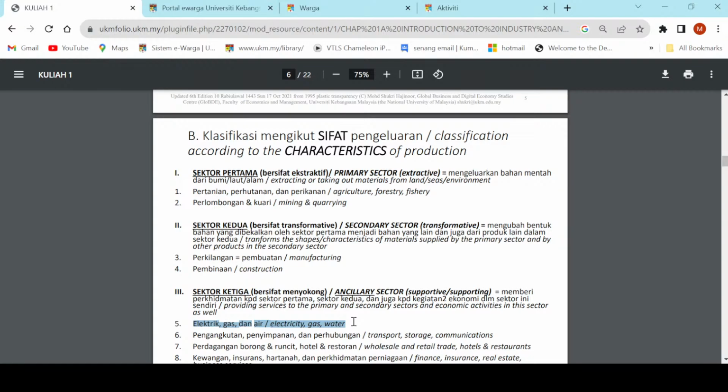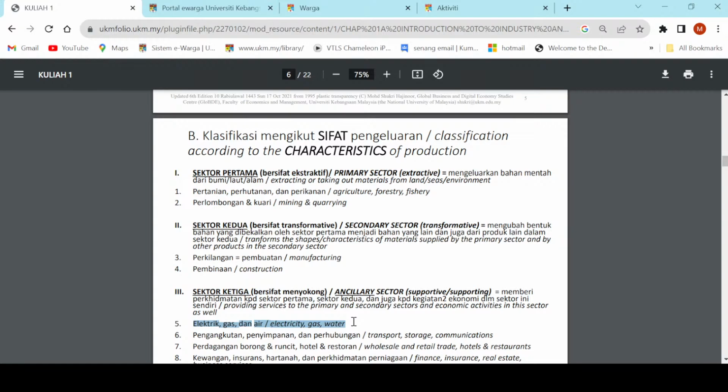This electricity, gas, and water, because with this classification, most of you, perhaps students, were thinking this electricity is service. Yes, electricity is service. You know, without electricity, we cannot have a class today online because no electricity. So yes, electricity is service. But beyond that, electricity is not just a service.